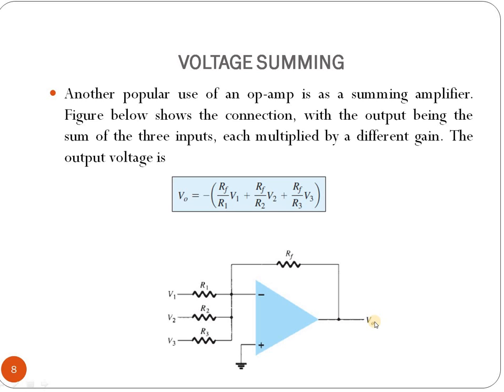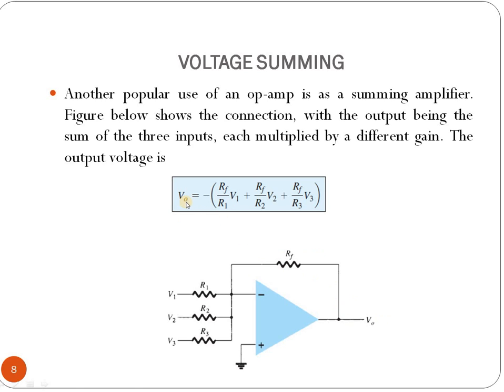You see in the circuit, there are 3 input resistances R1, R2, R3, and every resistance has one input voltage: V1, V2 and V3. So V1 is connected with R1, V2 with R2, V3 with R3, but the feedback resistor is one, that is Rf, and finally we will get the output VO. So what will be the output VO?